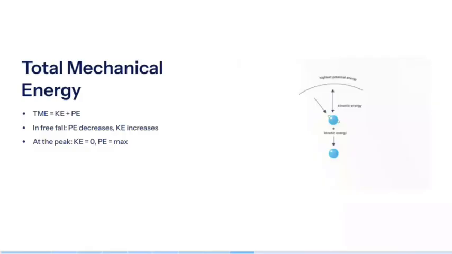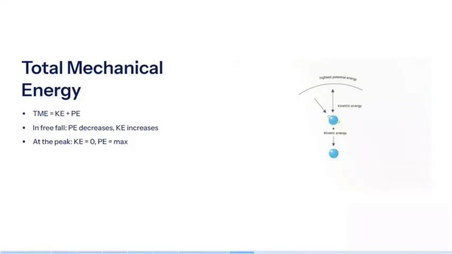So the total mechanical energy is calculated as kinetic energy plus potential energy. The sum of both of them is what gives us the total mechanical energy, or TME.